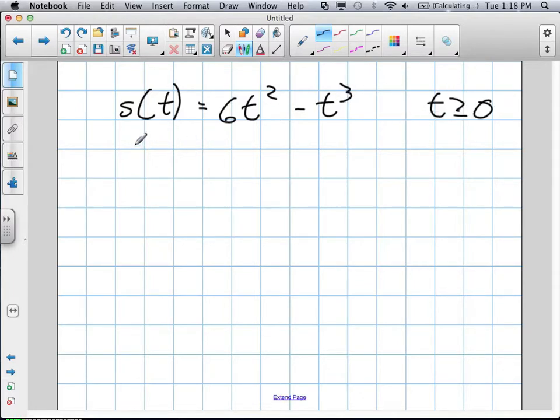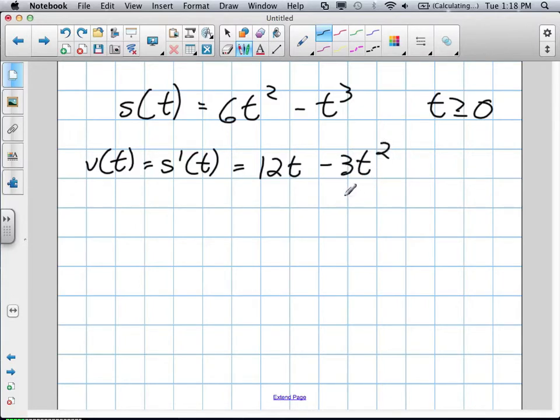So velocity v of t is also equal to s prime of t. In other words, the derivative of this function. So we'll derive this function. That's going to give us 12t minus 3t squared. That's the derivative of this function. So we now have it in terms of t.